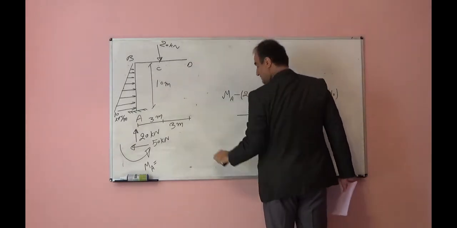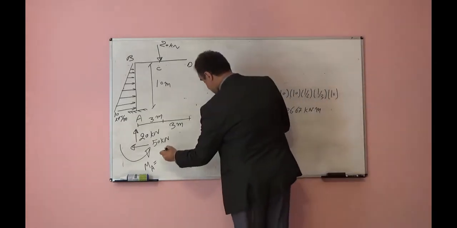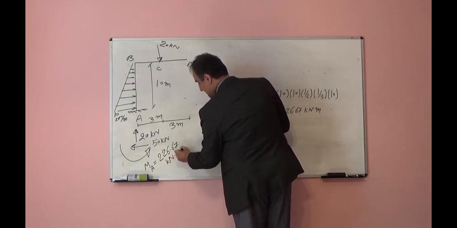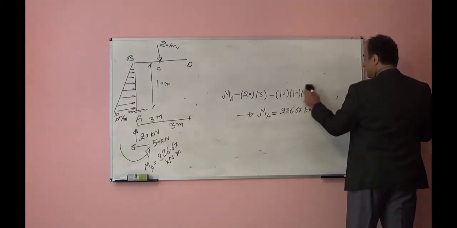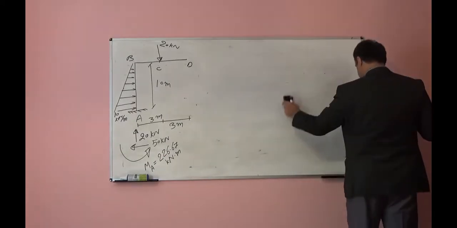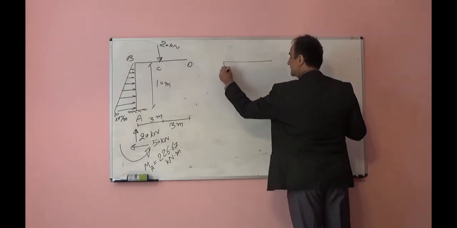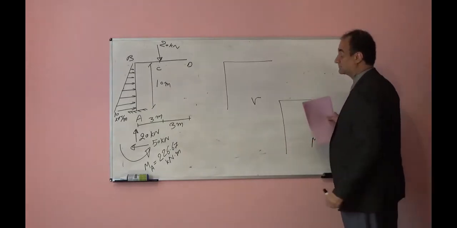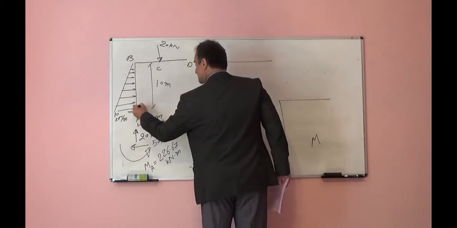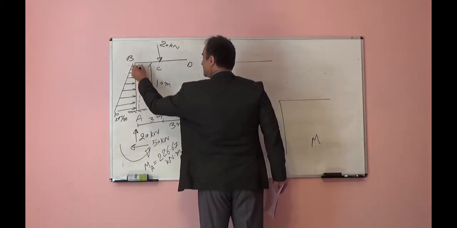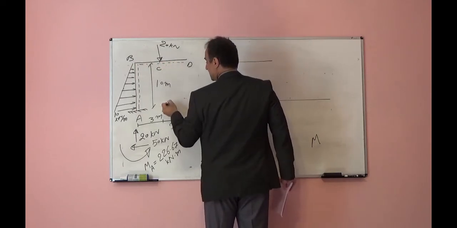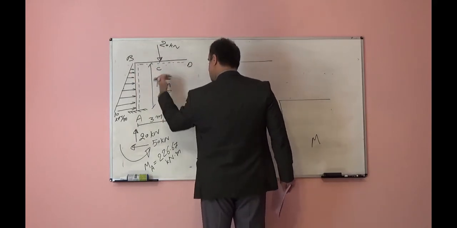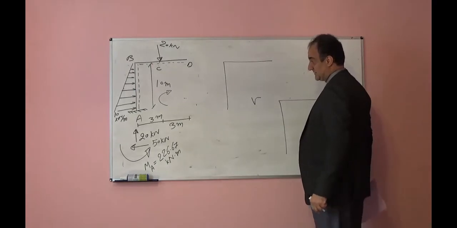So first we find the reactions. I found the reactions: 226.67 kilonewton meter. Then let's look at the shear diagram and moment diagram. For the shear diagram, assume a dashed line like this, inside the frame, and I'm moving from A to B, from B to D. Let's see what is happening.